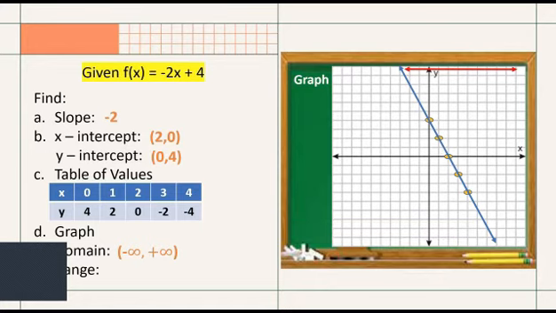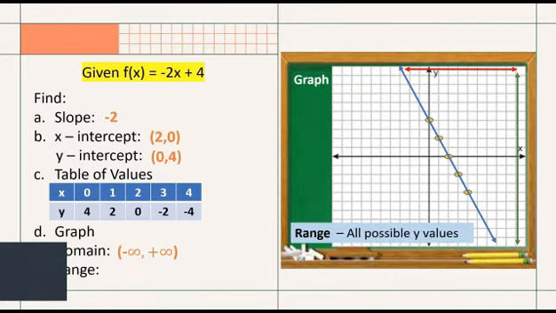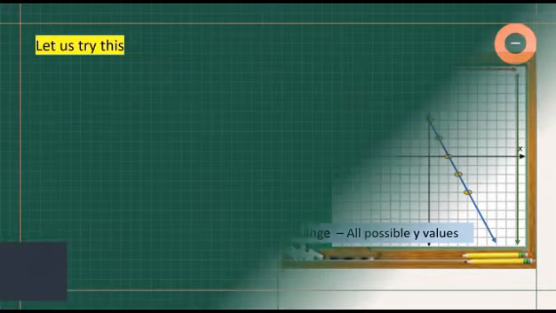How about range? Look at this line. How to identify the range? The range is all possible y values. Then you may write negative infinity and positive infinity. Same as the domain, there are also many possible range values that we can get for y.